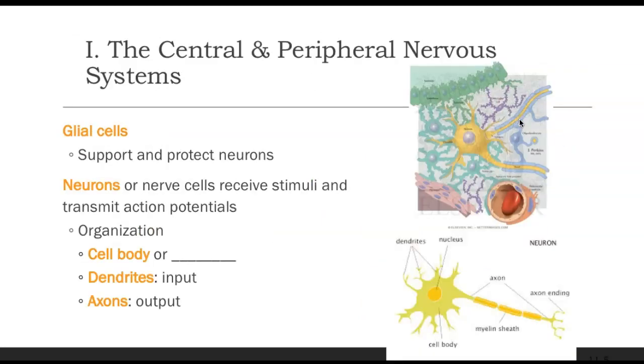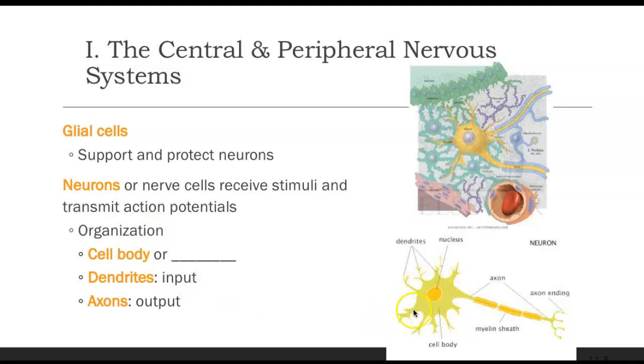First, let's talk about some of the cells we find within our nervous system. We have our glial cells, or sometimes these are called neuroglia, and these cells are going to help to support and protect our neurons. Our principal cell in nervous tissue are the neurons, or nerve cells, and these are going to receive stimuli and transmit action potentials or nerve impulses, and their organization is pretty basic here.